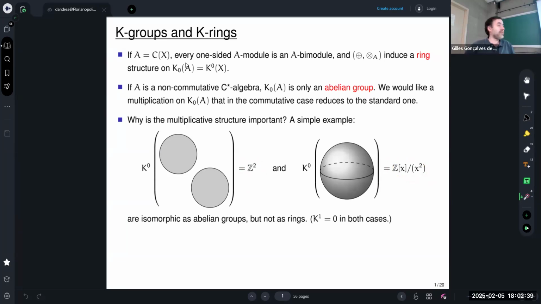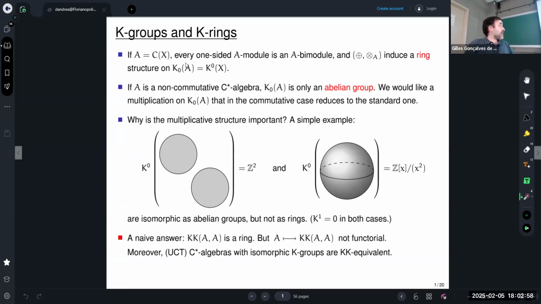Of course, for C*-algebras, you have a finer invariant than just K-theory. You could compute the Elliott invariant and so on. But since in the classical case it works to have a ring structure on K-theory, it is a natural question to see if you can do something also for non-commutative C*-algebras. A first naive answer, I will tell you in what sense, is that there is already a ring around, which is KK of A, A. This is a ring, whatever the C*-algebra A is, and it makes sense.